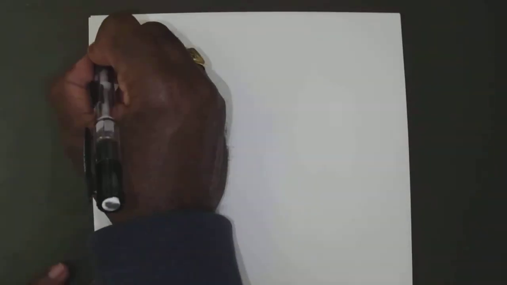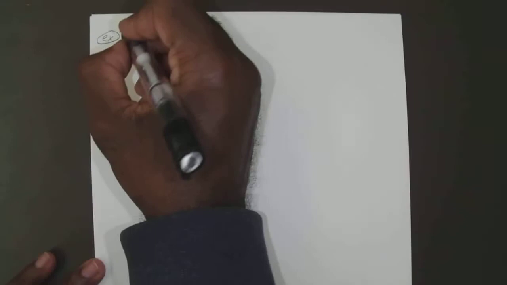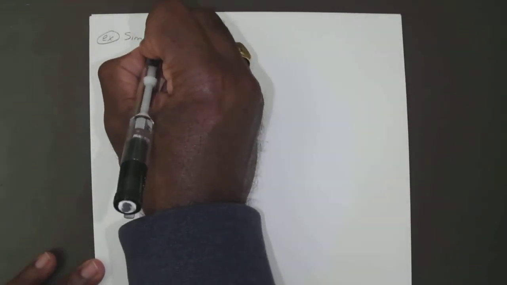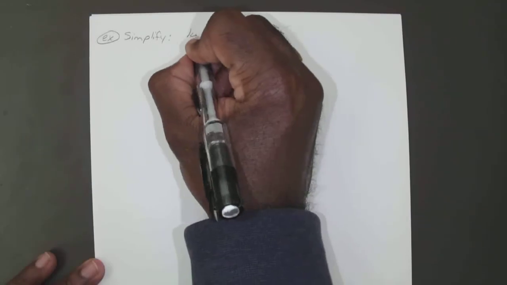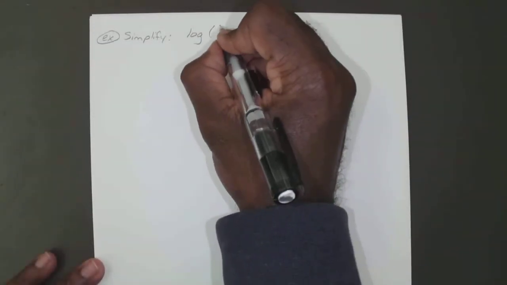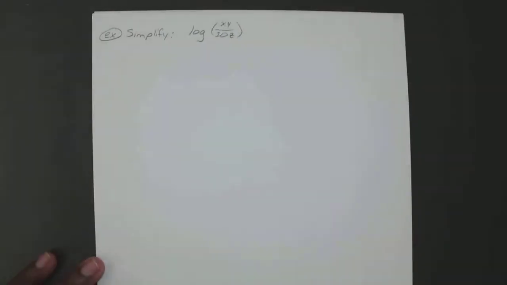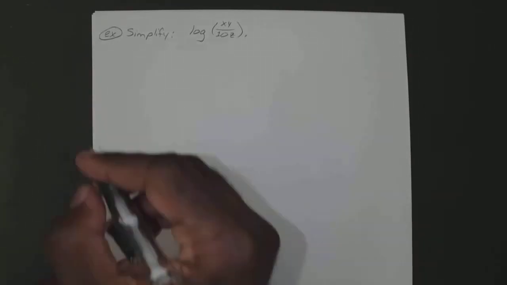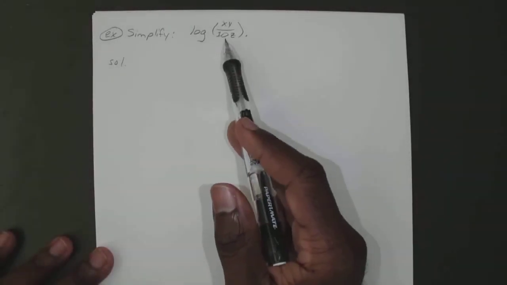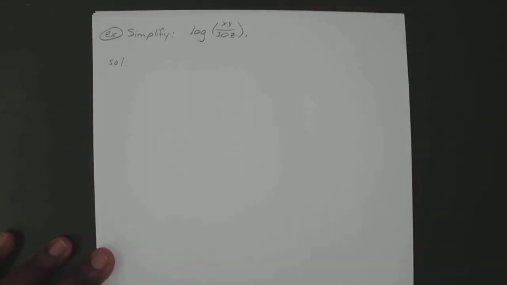So for our next example, we're going to combine the product and the quotient property. So sometimes you can use more than one. So simplify log of xy divided by 10z. So x times y over 10 times z. Okay. So we have division, so we just go ahead and separate them by a minus sign.